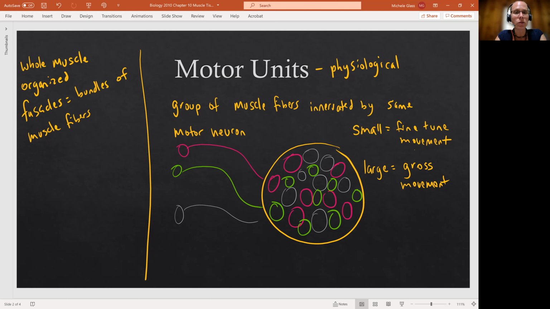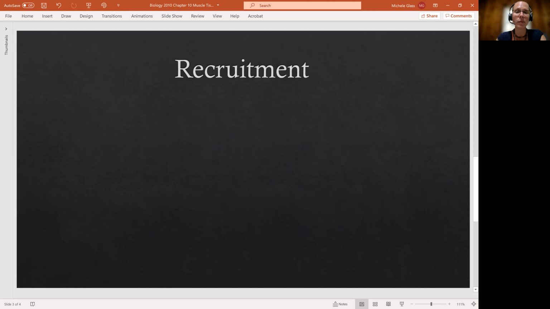Or the powerful muscles of my thigh, gluteus muscles. These are going to have larger motor units than, say, the muscles that are controlling my eyeball, right? And so the motor unit is, again, the number of muscle fibers that are being controlled by the same motor neuron. That takes us to this next bit of information, which is called recruitment.